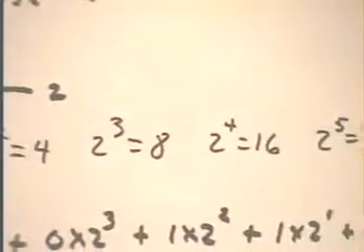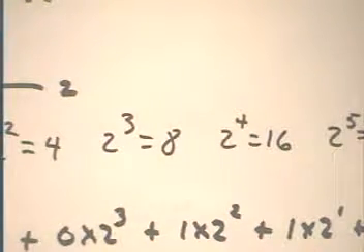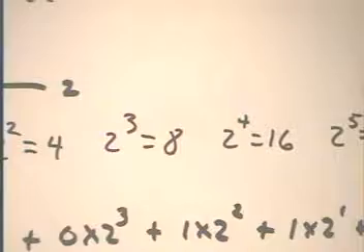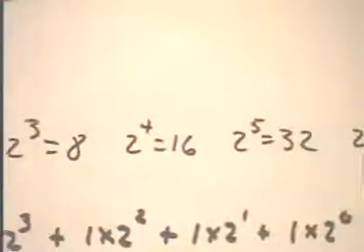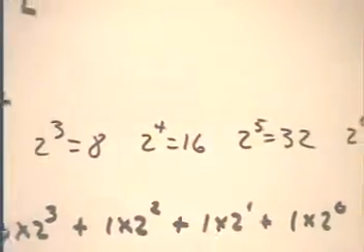Do we need a 2 to the 1st? Yeah, that's 2, and we need 3 still. So we add a 2, and now we only need 1, and that's going to be our 1 times 2 to the 0.